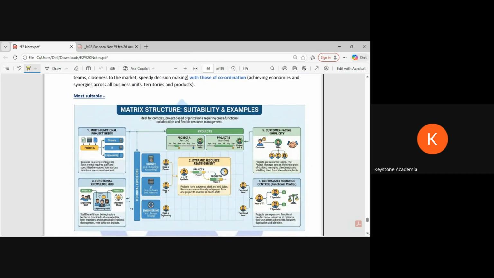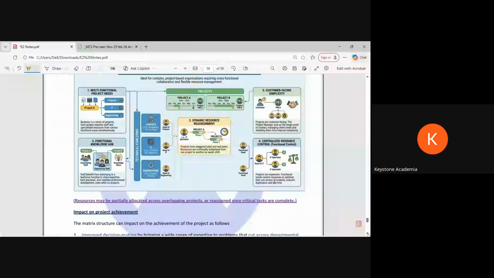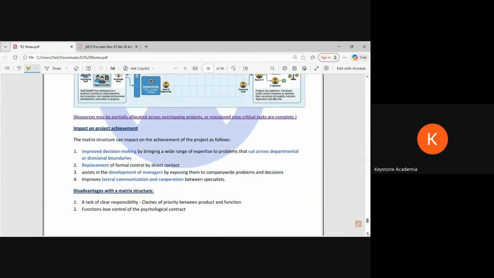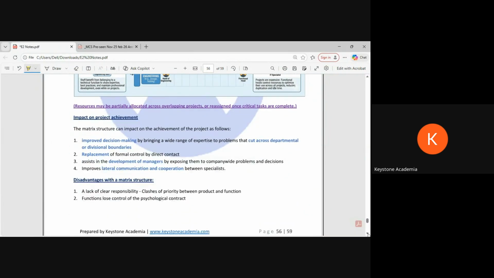Again, not relevant for us. You can go through this image, you'll get an idea. Impact on project achievement, if you are doing matrix. Main thing is you can save on the cost. Maybe you can have better decision making because you can use that resources. Replacement of formal contract. Managers might get more responsibility to grow. Lateral communication, cooperation between specialists can come.